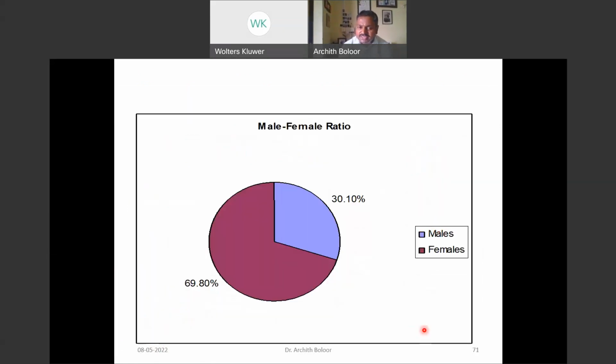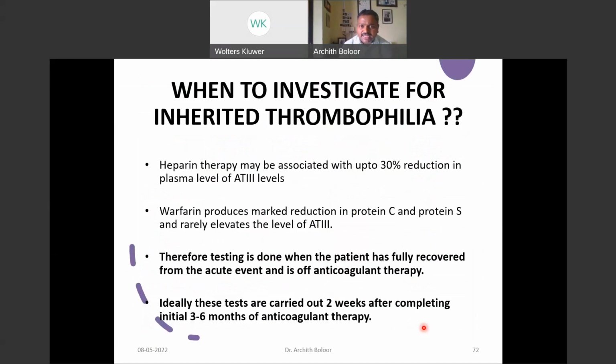So female predominance, 69% are females, and very important, once you have a diagnosed venous thrombosis or maybe an arterial thrombosis in the young, when to investigate for an inherited thrombophilia. So again, remember, the heparin, once we start, can be associated with up to 30% reduction in plasma levels of antithrombin 3. So just because of the heparin, the levels can be decreased. Warfarin produces reduction of protein C and protein S. So when the patient is on warfarin, to test them is not actually adequate.